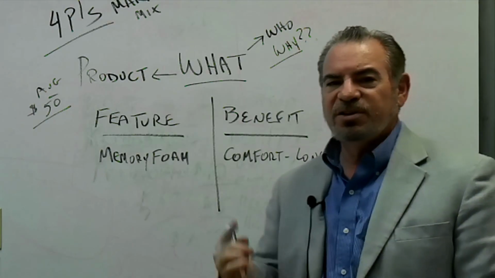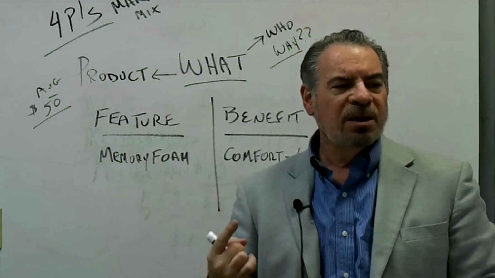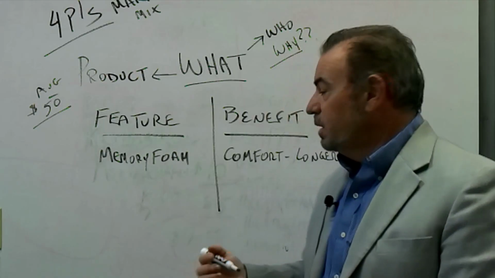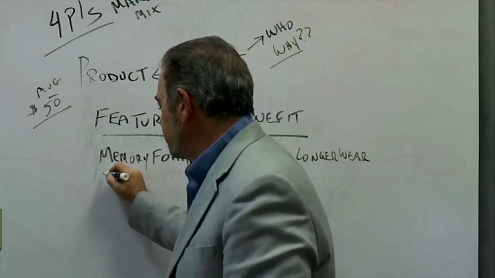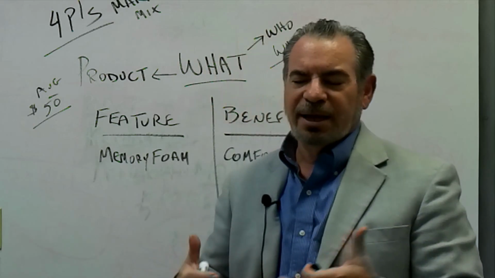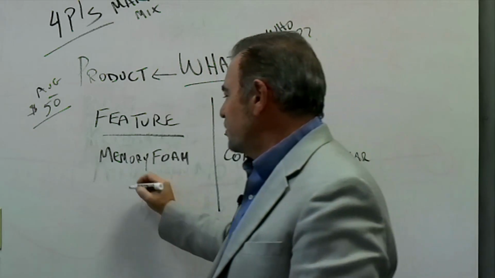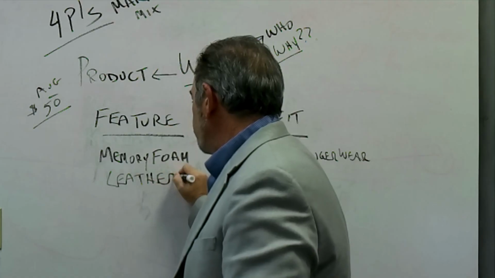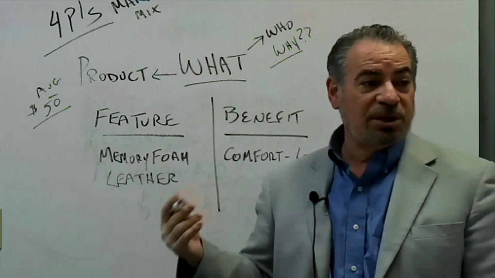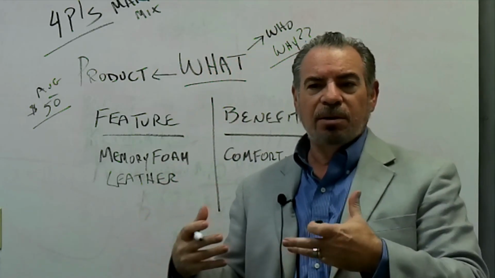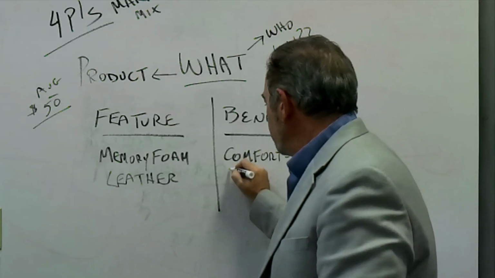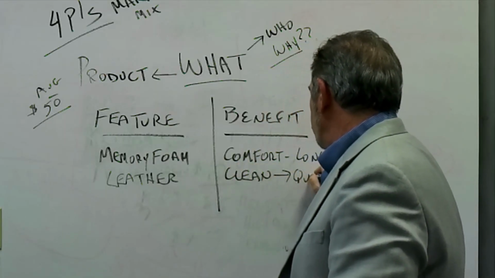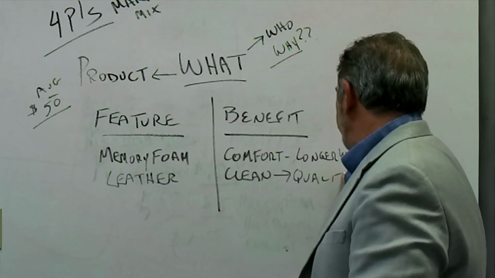All right, good. That's feature number one. Simple. What could be feature number two? The leather, right? So we're going to call it a special, I don't know the definition of leather, but let's just call it a special hide leather, that type of thing, right? So leather, which makes it easier to keep clean, right? Higher quality. All right, keep clean and quality. Okay, good. So that's another feature and a benefit.